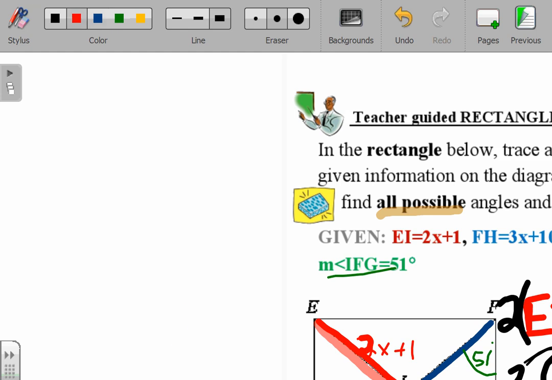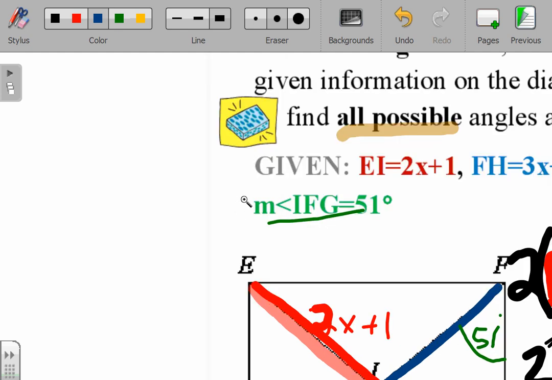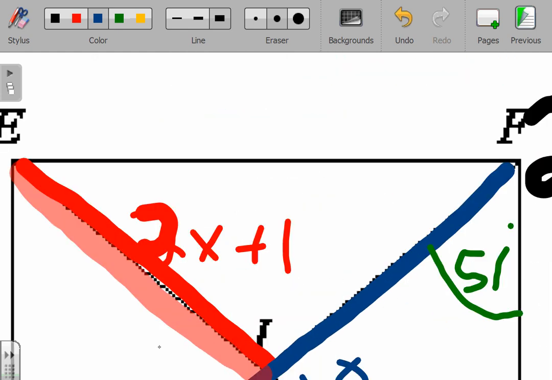EI is 2 times 8, which is 16, plus 1 equals 17, of course. And then we have FH equals 3 times 8 plus 10, that's 34. And then you just double check. 17 is half of 34, and we've got that correct. Now let's focus in on this angle, find all things possible. Remember, we have isosceles triangles all the way around here, and our right angles are in the corner. So that 51, if we have 2 equal sides, we have 2 equal angles.